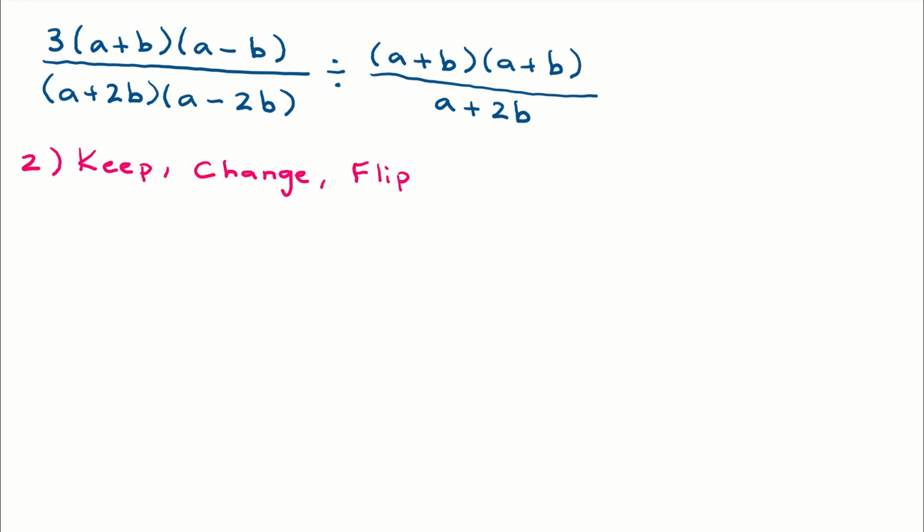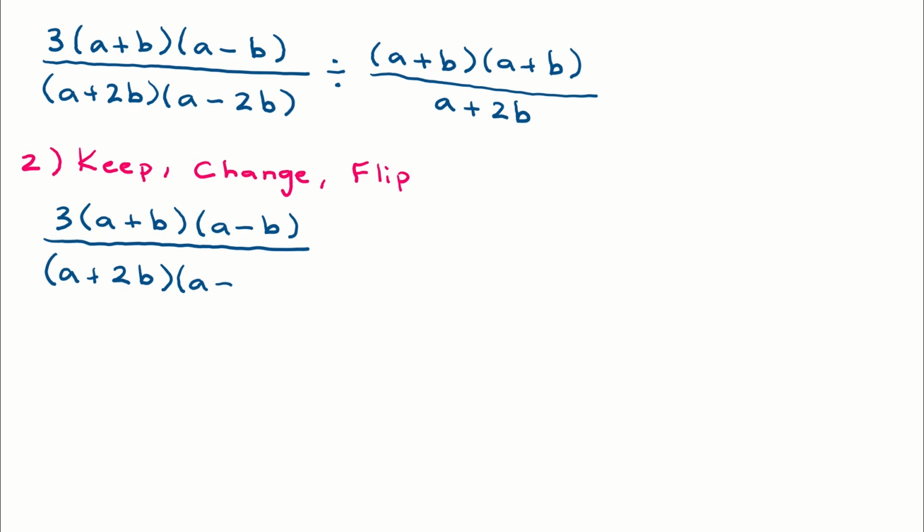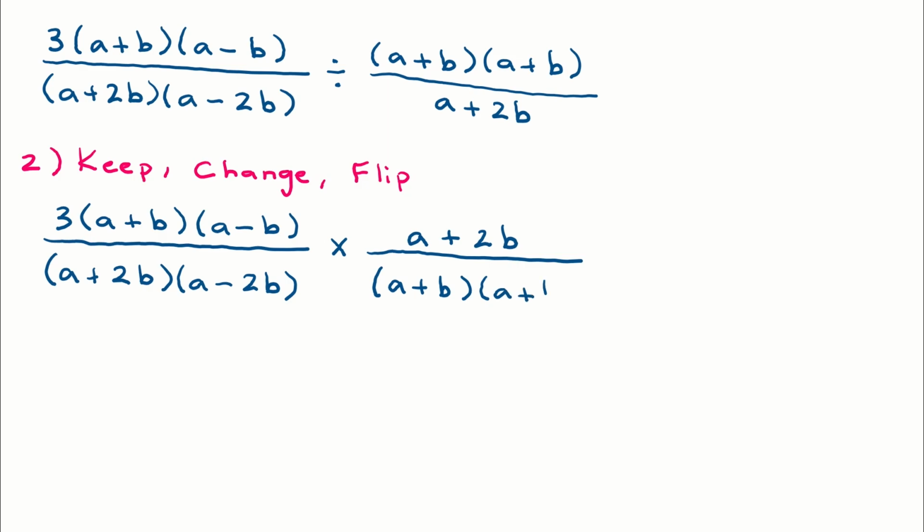So what this means is our first fraction is going to stay exactly the same. I'm just going to rewrite that exactly as is. I'm not changing anything in our first fraction. Our division sign changes to a multiplication sign, so that's where the change comes into play. And then we are flipping our last fraction. So it's going to be a plus 2b on the numerator, and the denominator will be a plus b times a plus b. Our third step then will be to simplify.